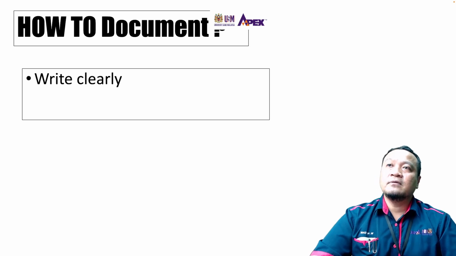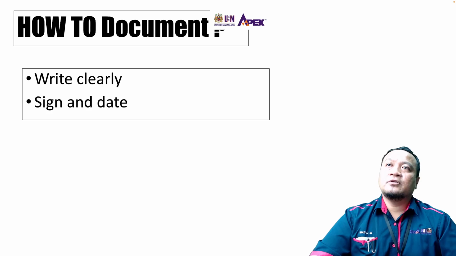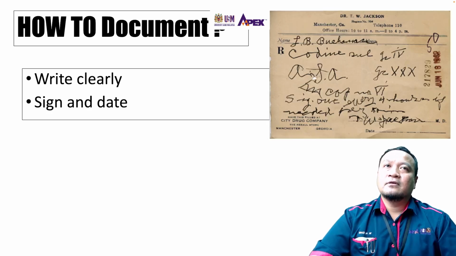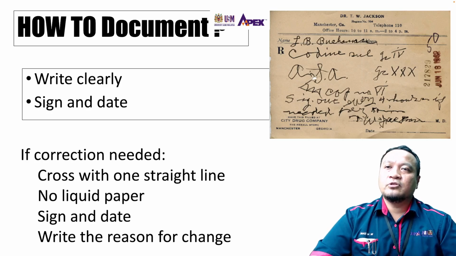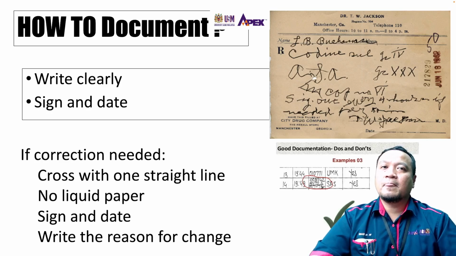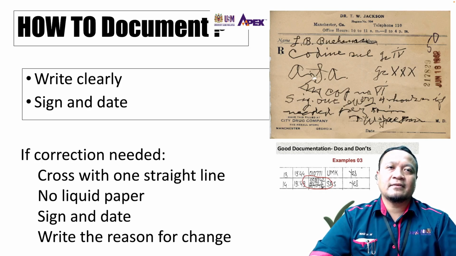So how to document? You need to write clearly the AE, the diagnosis. You need to sign and date. So all this documentation must be legible. If you need to do correction, you need to cross with one straight line. Do not use liquid paper. Sign and date, and then write the reason for change. So just write with a clear one straight line, make amendment, sign and date.